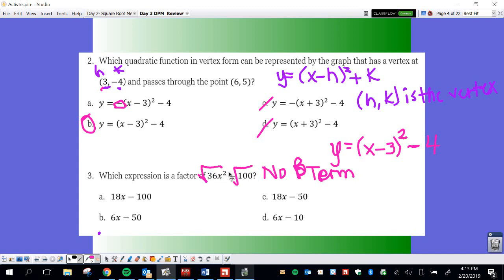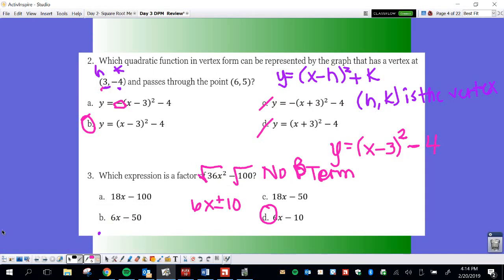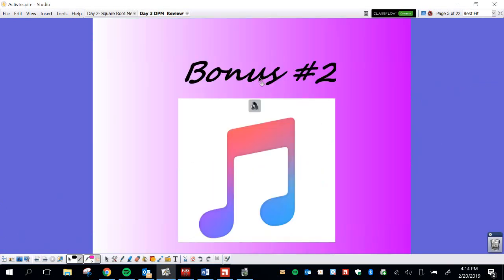When I square root 36x squared, the square root of 36 is 6, and the square root of x squared is just x. And remember, when I do my c value, that's 100, I always have to have the plus or minus because I need 2 solutions. So the square root of 100 is plus or minus 10. That means my factors would be 6x plus 10 and 6x minus 10. So therefore, D would have to be my answer.